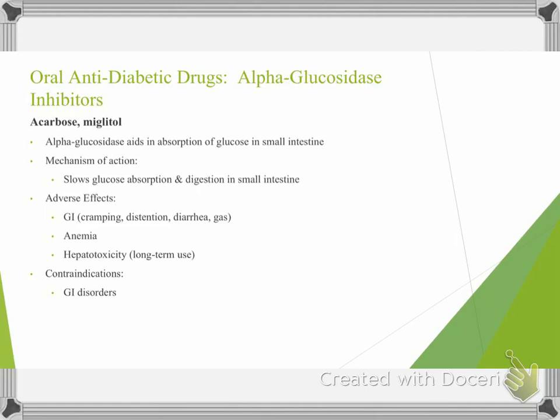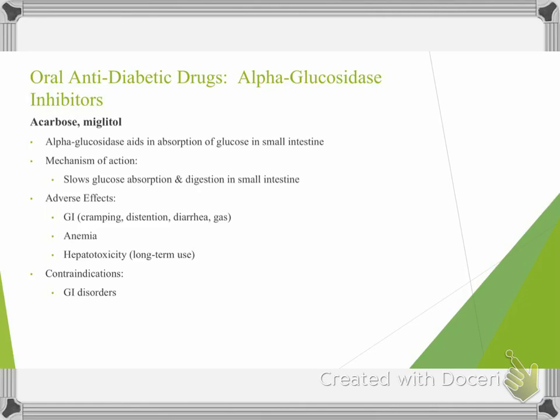Adverse effects, GI: you can have cramping, distension, diarrhea, gas. These are signs and symptoms that you always have when you have trouble digesting things. Okay, we've affected the absorption and digestion. It's going to cause those GI issues. It can cause anemia because it can decrease the iron absorption. So we're going to need to monitor our hemoglobin and hematocrit and our iron levels.